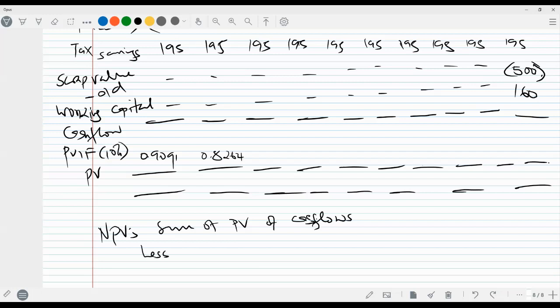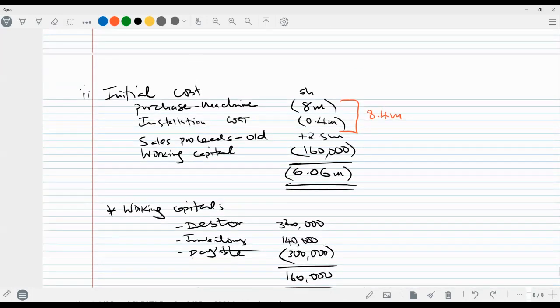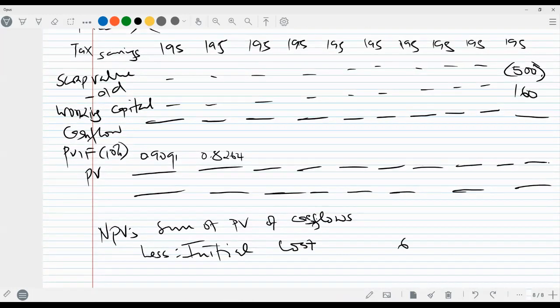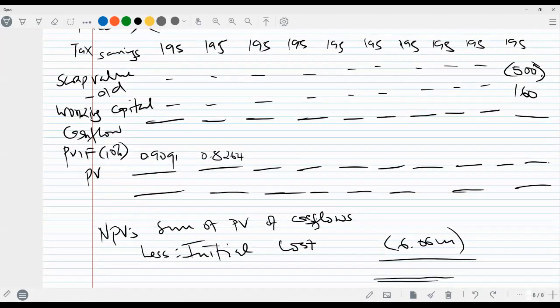minus the initial cost, which we have already done. Initial cost, we got 6.06, if I remember. Yes, the initial cost we got was 6.06. And you get the NPV. And once you have the NPV, of course, we advise the company.